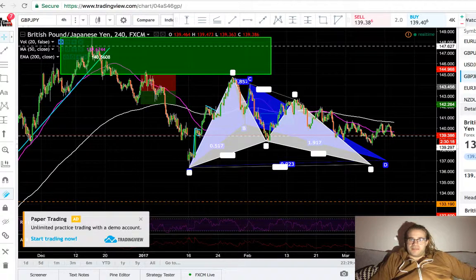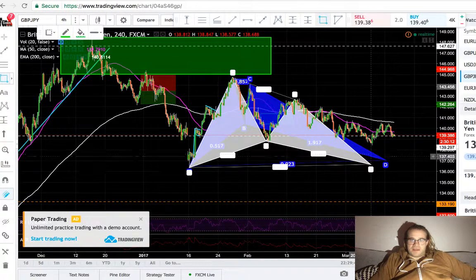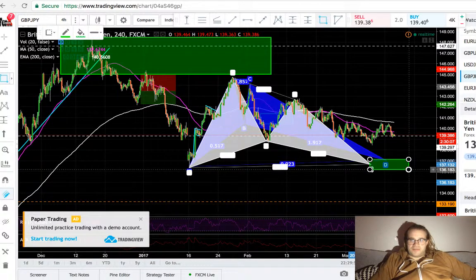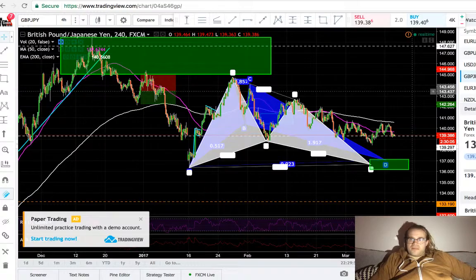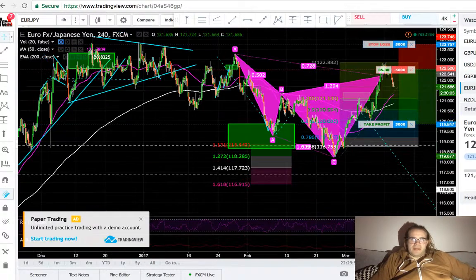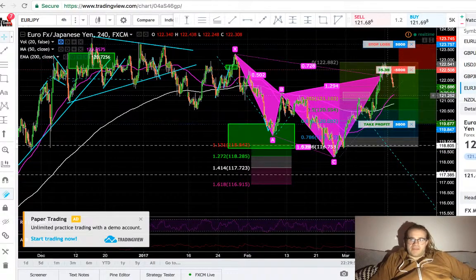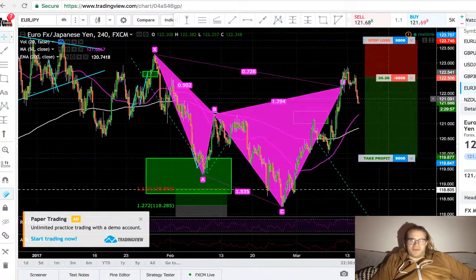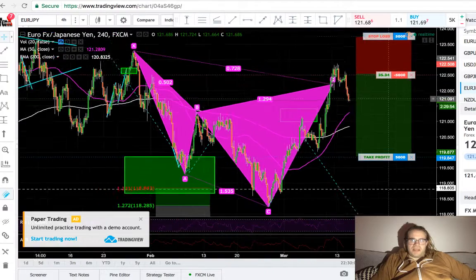We can even draw in a box from right here to right here. The Euro Yen, I am involved with the Euro Yen here. This cipher pattern, I did post this onto TradingView. So if you're not following me on TradingView, go ahead and do that. This is how the trade looks.